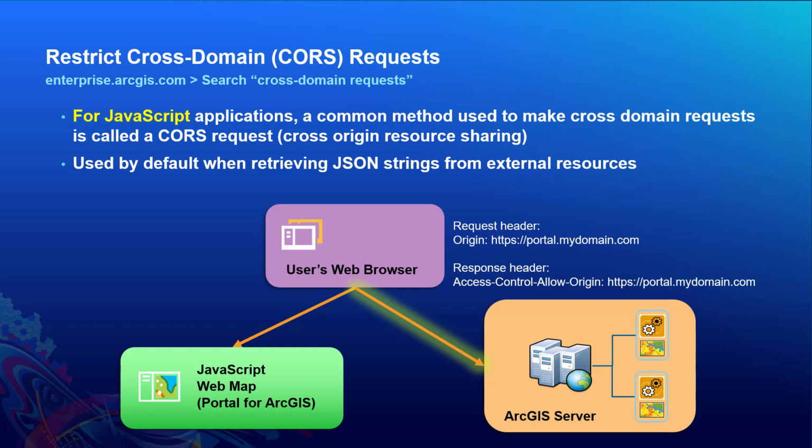In the response, the browser expects to see an access control allow origin response header. The presence of this response header indicates the CORS request is allowed and the browser continues reading the data. If the response header is missing, the browser will return an error in the console and not read the data. This is exactly how ArcGIS Server restricts CORS requests. I'll say that again. The presence or absence of the access control allow origin header determines if a CORS request is allowed or not.